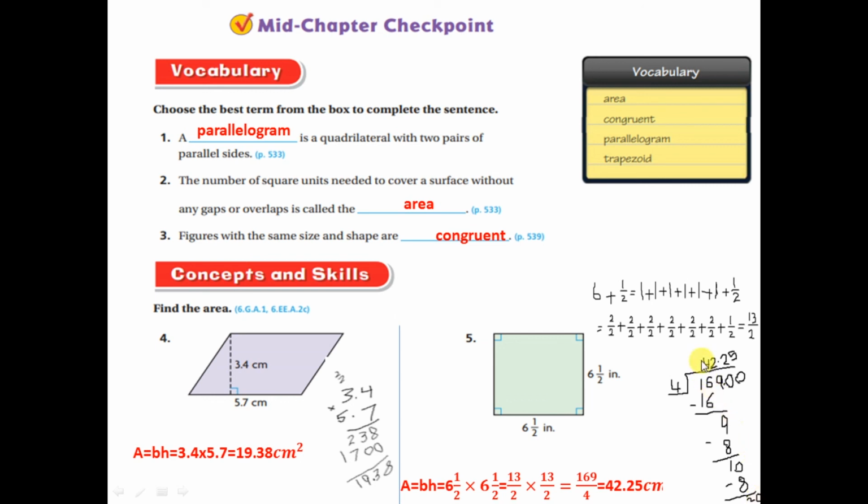So the final answer will be 42.25. And the unit is not centimeter. Sorry, it should be inch square, or inch with the exponent 2. That's wrong, sorry. Okay, let's go to the next step or next page.